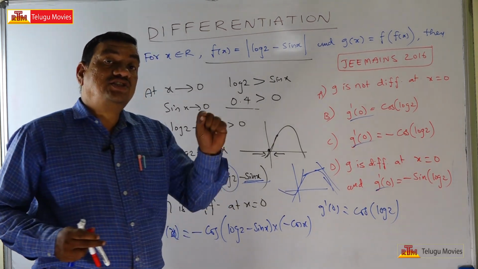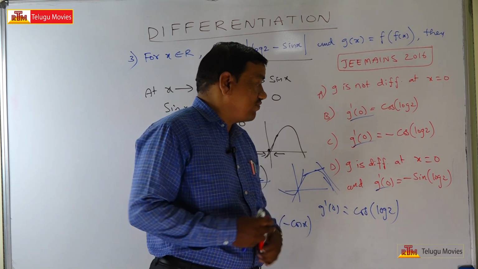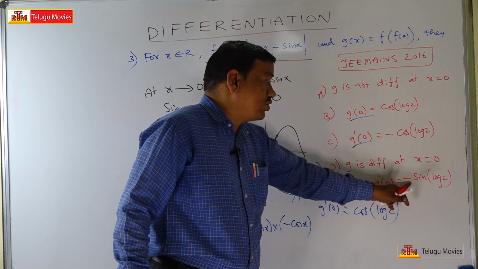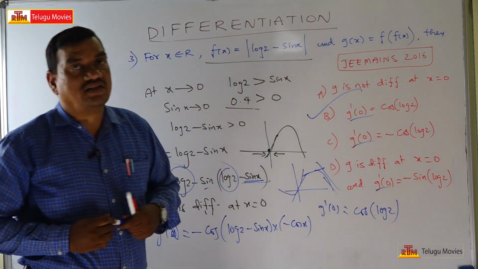So, g is differentiable at x is equal to 0 and g dash of 0 is equal to cos of log 2. Therefore, your answer is option B, which is the right answer.